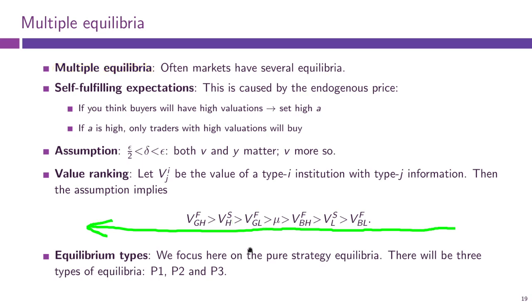So what I mean here is that for some parameter values, we might have a P1 equilibrium and P3 equilibrium, while for other parameter values, we might have P2 and P3. But I think P1 and P2 cannot coexist.